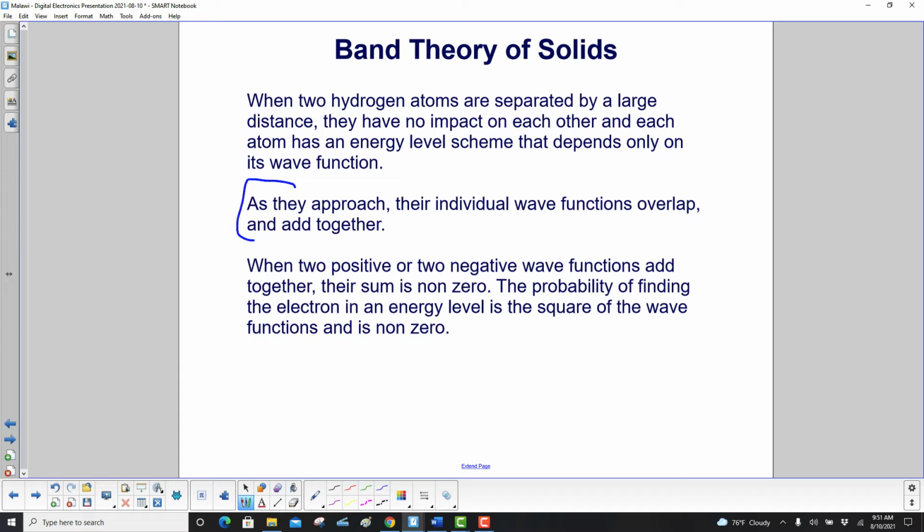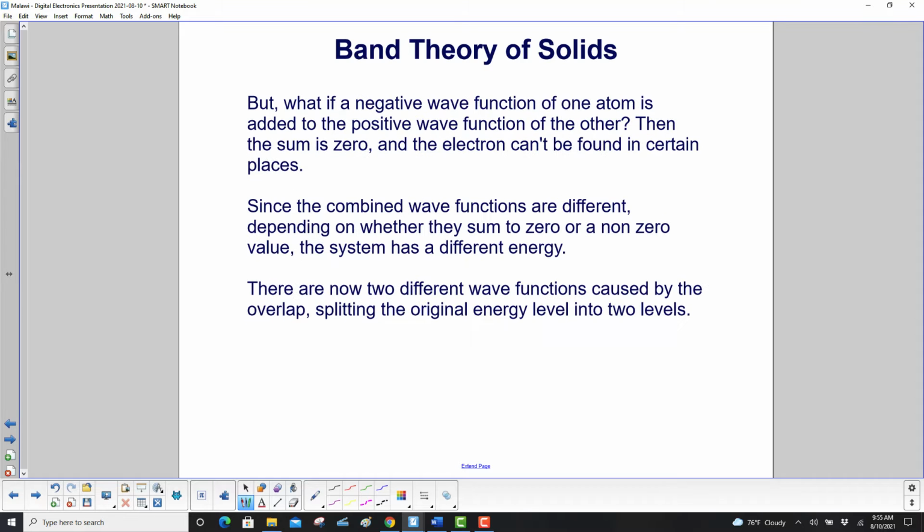As they approach and get closer together, their individual wave functions overlap and they add together. When you have two positive or two negative wave functions add together, their sum is a non-zero value. The probability of finding the electron in an energy level is the square of the wave functions and is non-zero. But what if a negative wave function of one atom is added to the positive wave function of the other? Then the sum will be zero and the electron can't be found in certain places.